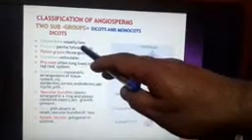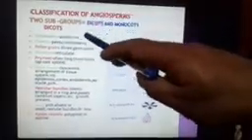Now first of all, the dicots. Cotyledons. Usually there are two cotyledons. This is a prominent feature. The plants are referred to as the dicots. That means they have two cotyledons.